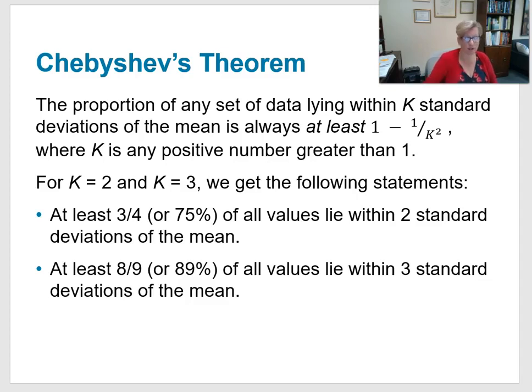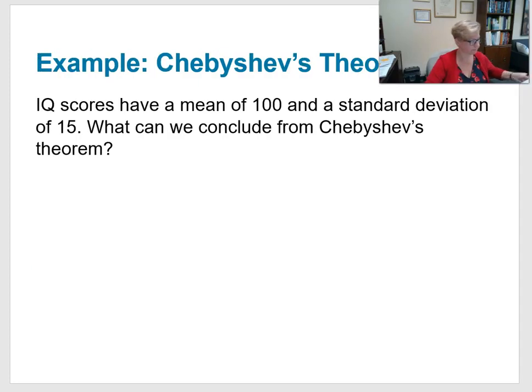So this can also be used as a nice little shortcut. And as you can see, it's a very easy formula: 1 minus 1 over k squared. It's not anything that's too complicated. Let me just show you an example of how that works. IQ scores have a mean of 100 and a standard deviation of 15, the same example we had before.